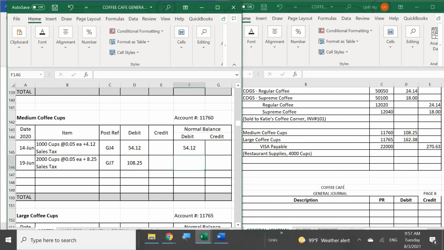Now, once again, this is our second batch of coffee cups that we're buying, so you need to enter your formula: up 1 plus left 2 minus left 1. Because we're dealing with the debit side, we take our previous balance, add any debits, and subtract any credits. That should give you a total of $162.37 worth of medium coffee cups.